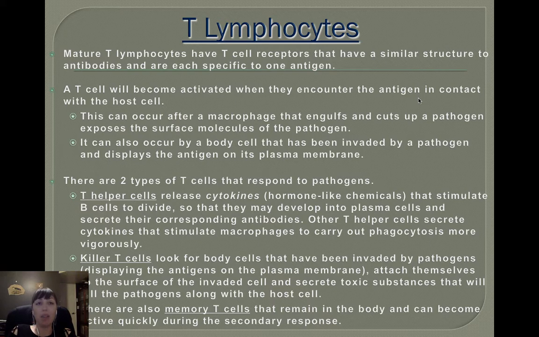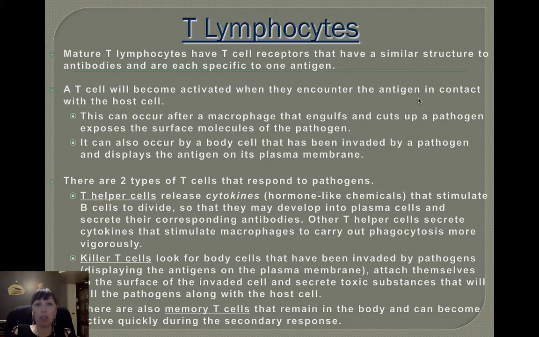A T cell will become activated when it encounters the antigen. This can occur after a macrophage engulfs and cuts up the pathogen and exposes molecules on its surface. But it can also occur through a body cell that has been invaded by the pathogen and displays the antigen on its plasma membrane.